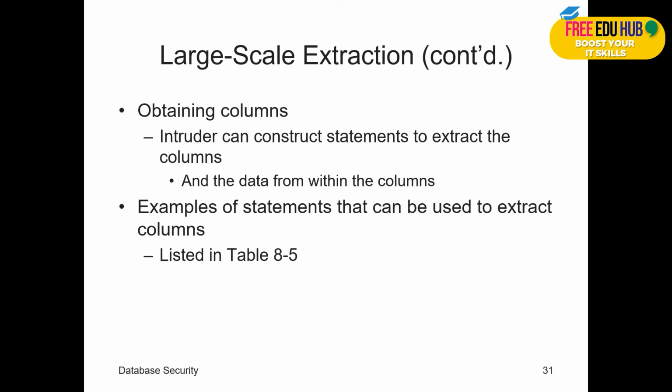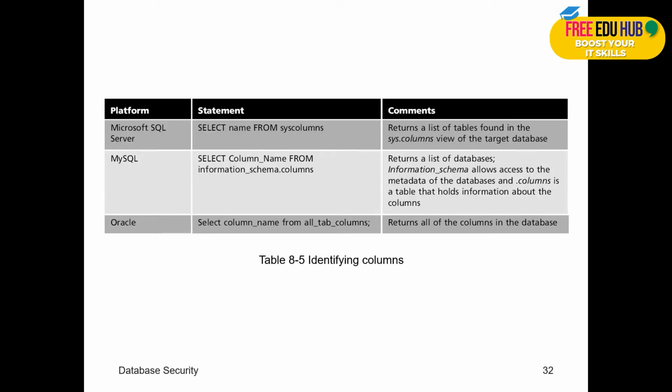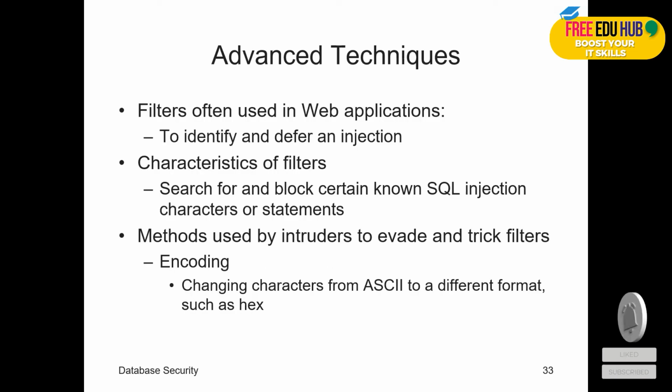Then they show how we can obtain the columns. An intruder can construct statements to extract the columns and the data from within the columns. Again, the schema for SQL Server is select name from syscolumns. For MySQL, it's select column_name from information_schema.columns. And for Oracle, select column_name from all_tab_columns.